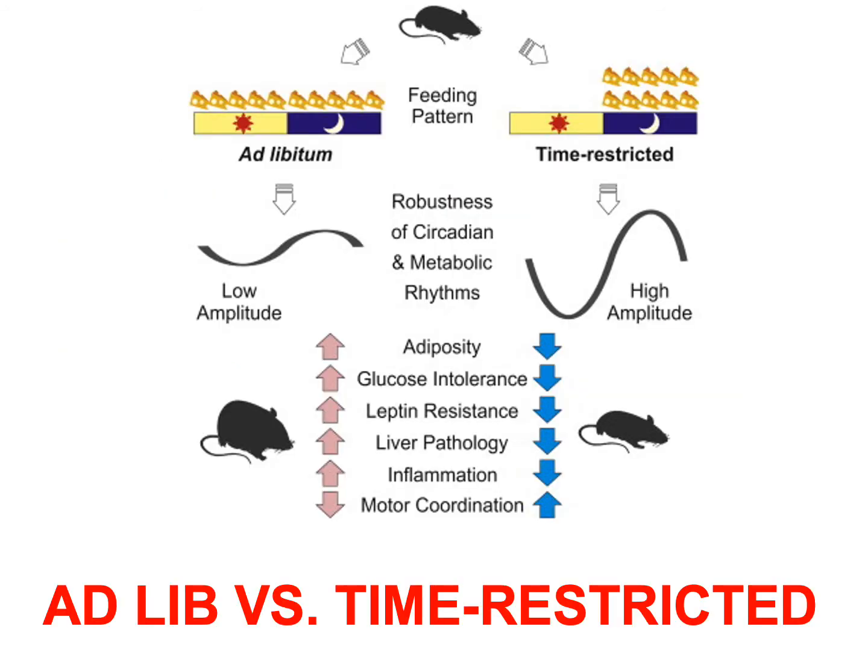Here you can see a picture about ad libitum versus time-restricted feeding, and you can see that ad libitum feeding gives a low amplitude of the circadian rhythm and will increase the adiposity, the glucose intolerance, the leptin resistance, the liver pathology, inflammation processes, and motor coordination problems. In the case of time-restricted feeding, fed only during the night, the robustness of circadian metabolic rhythm has high amplitude, but all the previously given parameters will decrease.